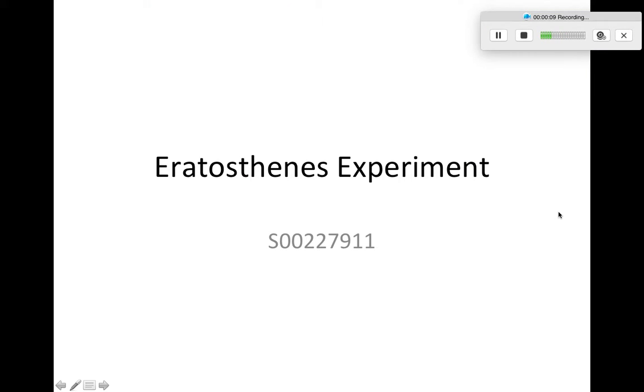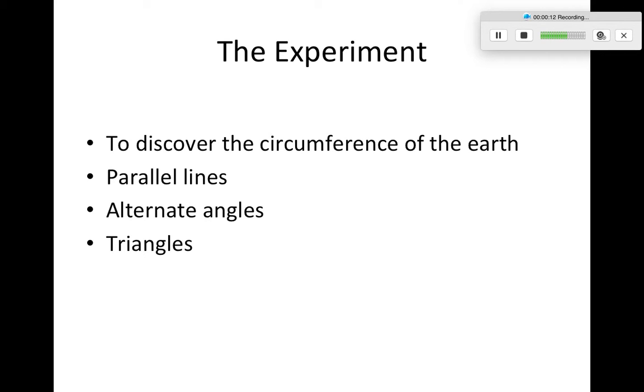So tonight we're going to look at Aristotle's experiment. Essentially, this experiment is to discover the circumference of the Earth using the sun's rays and the shadows cast. We also look at using parallel lines, alternate angles, and triangles, which comes from Euclidean geometry.